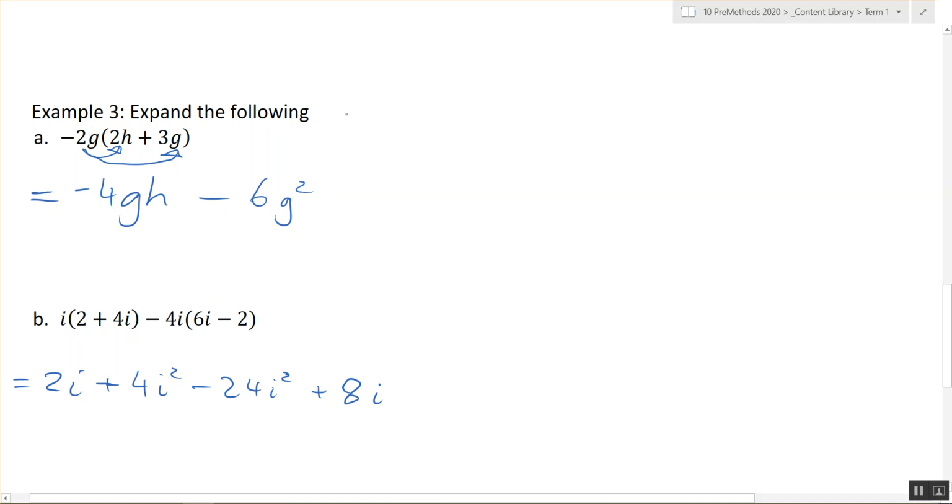Now, if the question said expand the following and simplify, imagine it said that as well, what would we do then? We are going to collect like terms. So, are there any like terms there? Remember, we can't do the same powers, so you're correct. 2i plus 8i becomes 10i. And then 4i squared minus 24i squared becomes negative 20i squared.